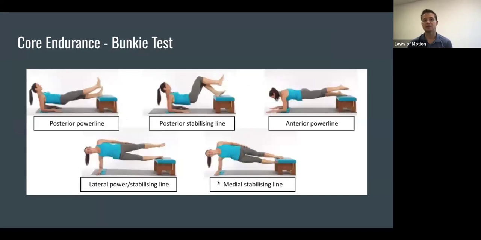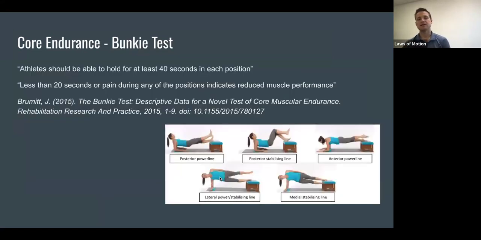The other one we look at is endurance. So this is an easy test that you can try to do, called the Bunkie test. It's a great way to look at endurance in different angles or different fascial and stabilizing lines. In the Bunkie test, they took athletes and looked at each position: the posterior power line with the leg straight, the posterior stabilizing line with the knee bent, the anterior power line, and the lateral and medial stabilizing lines, as you can see in the picture. Each athlete should be able to hold these for at least a 40-second count.